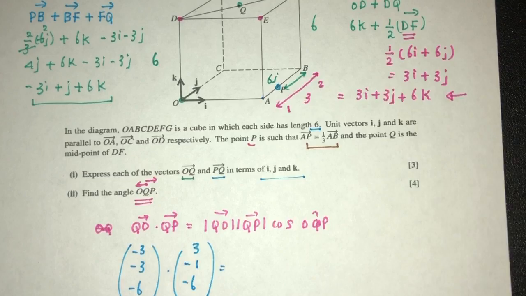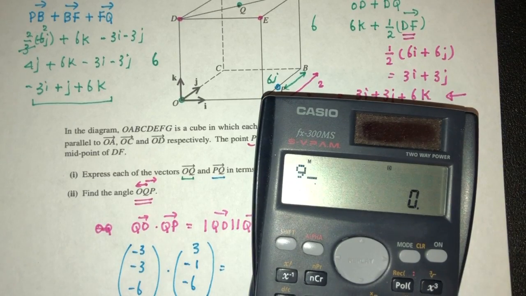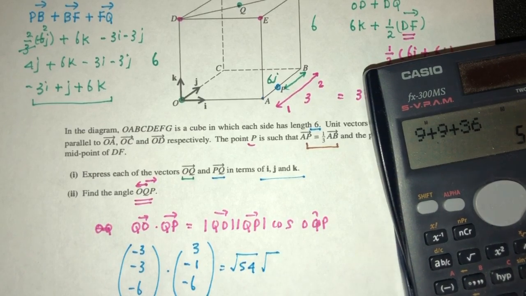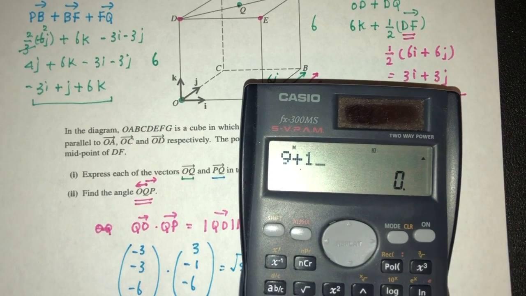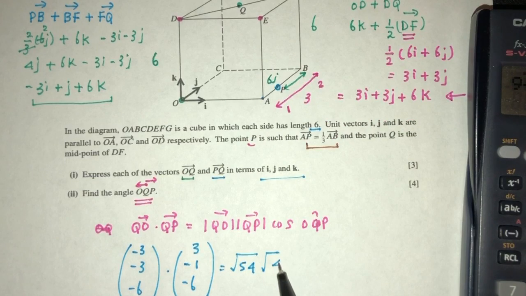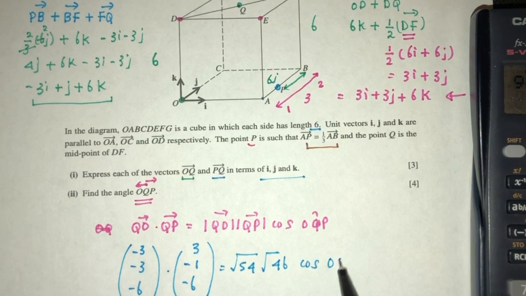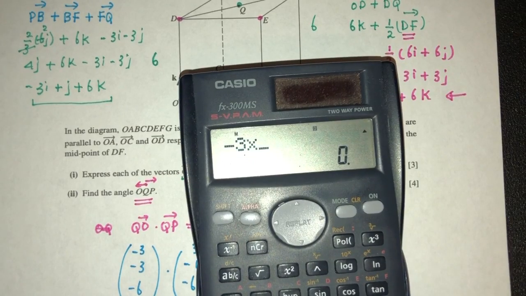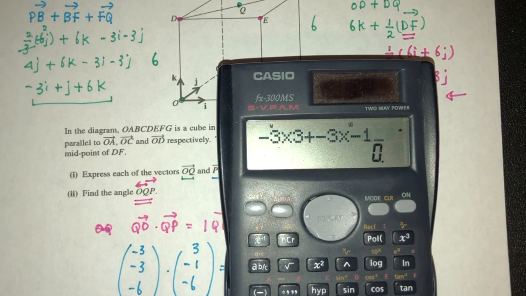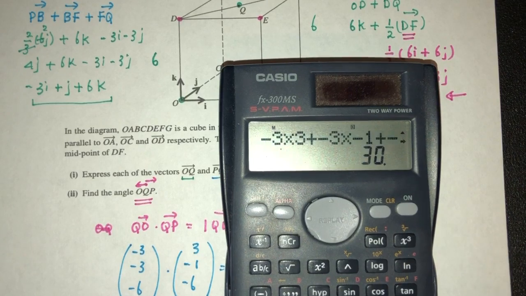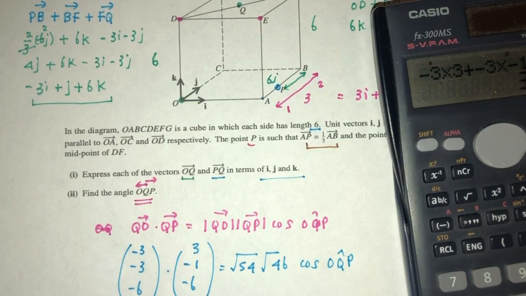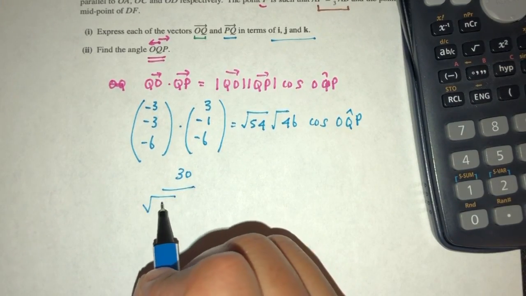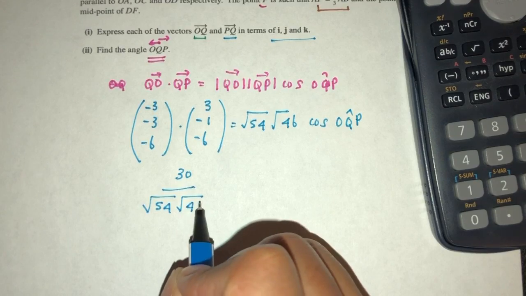And the magnitude is pretty easy as well. That will be the square root of 9 plus 9 plus 36. That will be root of 54. And this one as well, that will be 9 plus 1 plus 36. That will be root 46. Cos of OQP. Now scalar product, -3 times 3 plus -3 times -1 plus 6 times -6. That should be 30. Divided by the value of root of 54, root of 46.